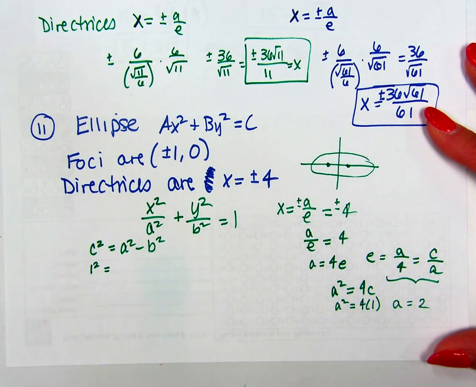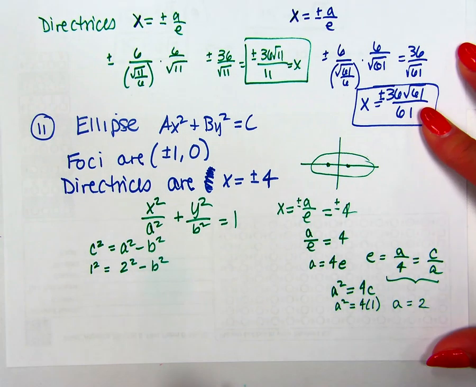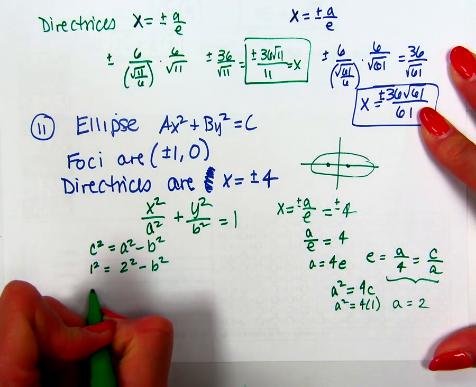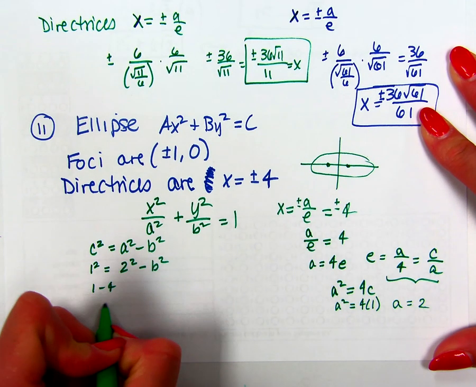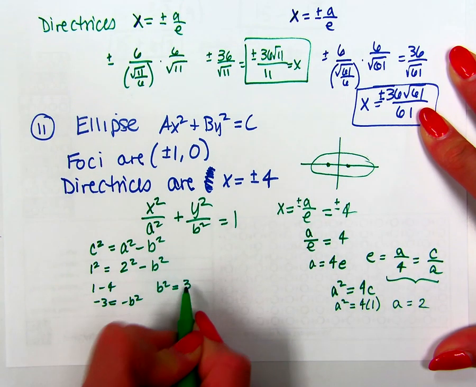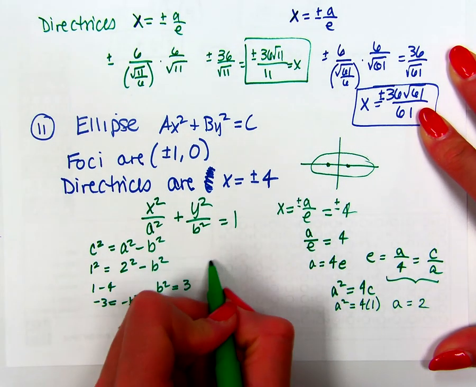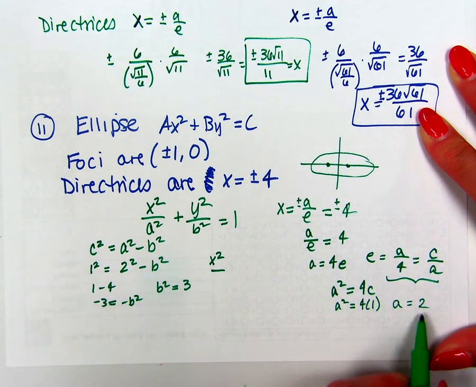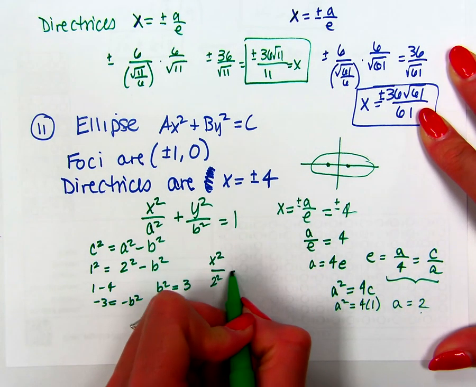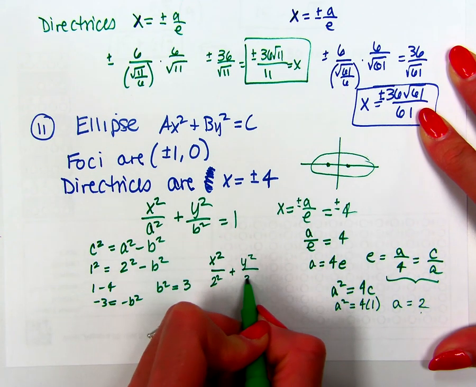Okay, so now we know this. A is 2, and now from here you could solve for b. All right, so 1 minus 4 is negative 3 equals negative b squared, so b squared equals 3. All right, well, you can figure out b is root 3, but we really want it to be in this format. So we got a squared, so that's 2 squared. Here we got y squared over root 3 squared, which is just 3.